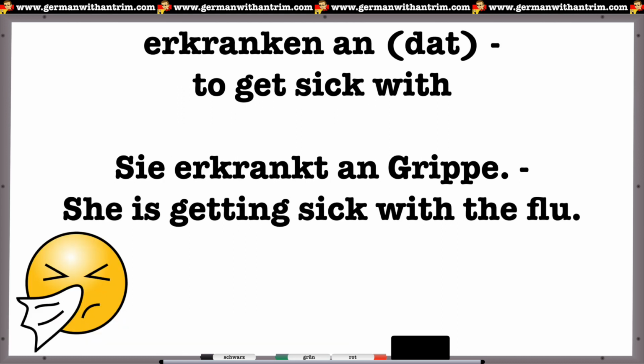Erkranken an, dative, to get sick with. Sie erkrankt an Grippe. She is getting sick with the flu. Although there is no article in the sentence to indicate this for us, this requires the dative case. You can think of it as describing a location of the reasoning for the sickness, i.e. the flu. Therefore, you need the dative case. Sie erkrankt an Grippe.